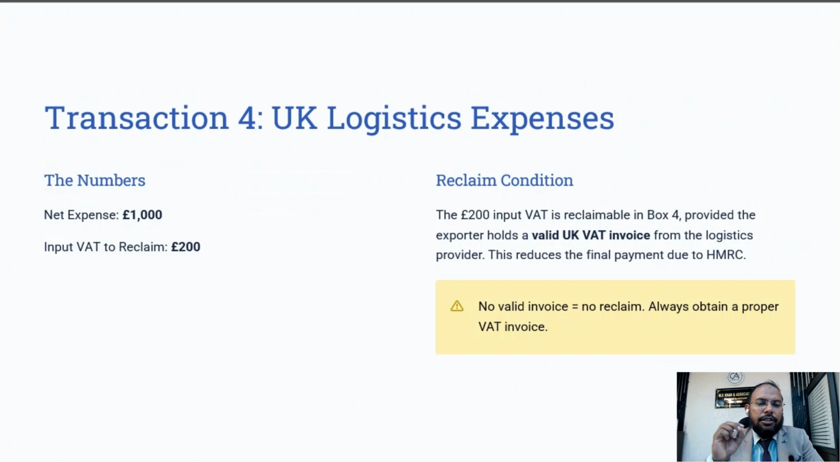If your net expenses is 1,000 pound and input VAT to reclaim is 200 pounds. So these four types of transaction we understand, because if you are an e-commerce exporter, you already know this type of transaction. Further, we will see how to consider them in our VAT filing in UK.